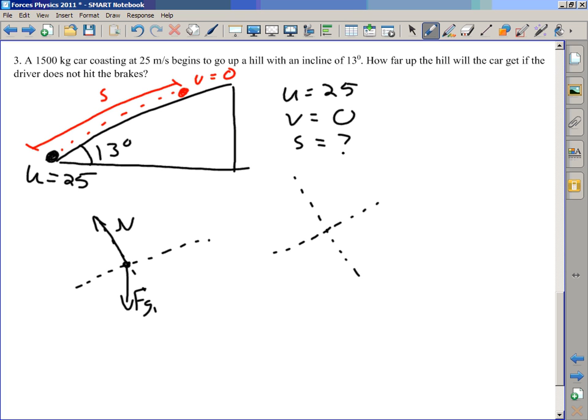Okay. So now my two forces, I've got normal, Fg sine theta, Fg cosine theta. I'll call up the hill positive, down the hill negative, because what I'm calling these forces has to fit with what I'm calling positive and negative in kinematics. I said the initial velocity in my kinematics was positive 25. Well, which way is the car going at that point in time? Up the hill, so up must be positive for the rest of the problem.